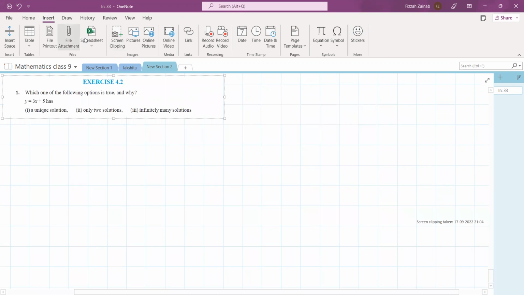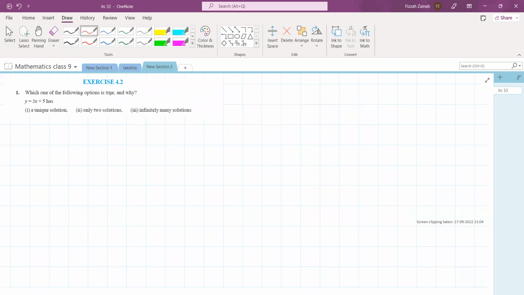Exercise 4.2. Which one of the following options is true and why? Unique solution, only two solutions, or infinitely many solutions. Unique means only one solution is possible, there's no other solution, so we call it a unique solution. This is the equation, y is equal to 3x plus 5. We can check by assuming some values for x, or for y and then calculating x. Let's take x is equal to 0.